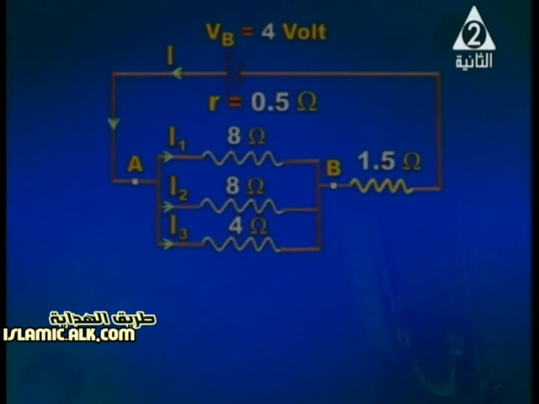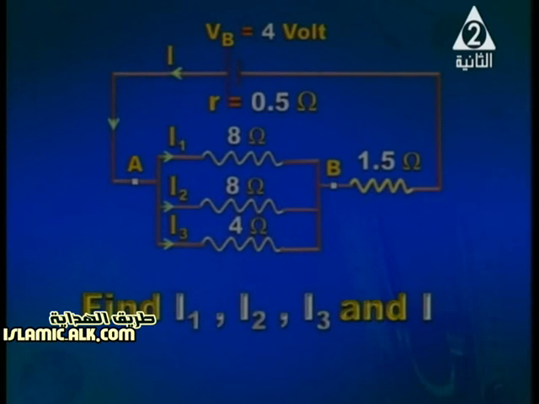Okay, and this parallel combination is connected in series to 1.5 ohm, and don't ever forget the internal resistance of the battery is 0.5. Okay, calculate the current I1 through the 8 ohm resistor, I2 through the other 8 ohm resistor, and I3, and then the total current. So the first step here is to calculate the total resistance.